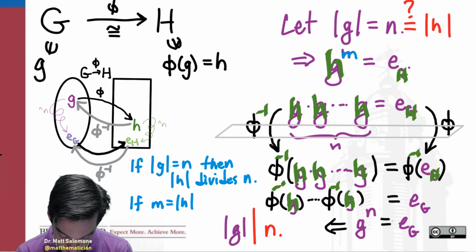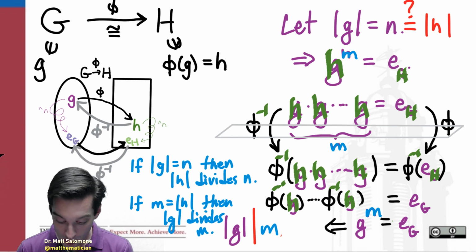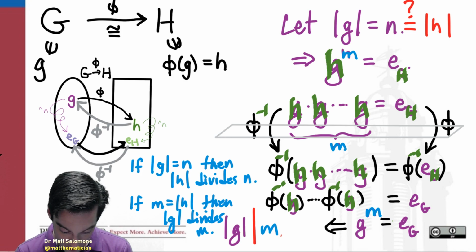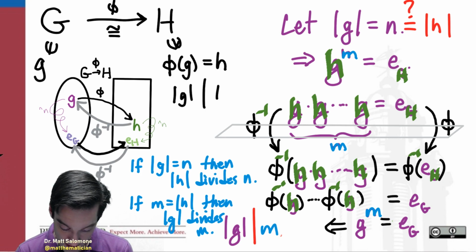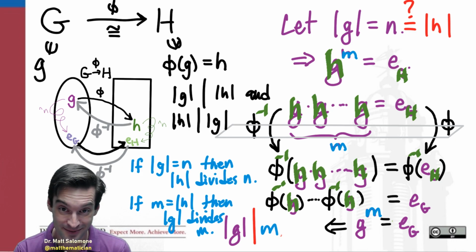My apologies for messing this up on the fly here. We did that m times, so we end up with an m here. And so the order of g divides m. If m equals the order of h, then the order of g divides m. And so all in all, what did we end up proving here? We ended up proving that the order of g divides the order of h, and that the order of h divides the order of g. So the orders of g and h are each divisors of one another. And in number theory, that can only mean one thing. It can only mean that they're equal.